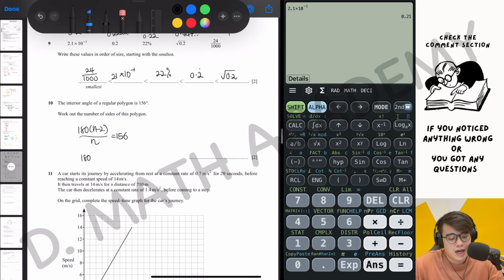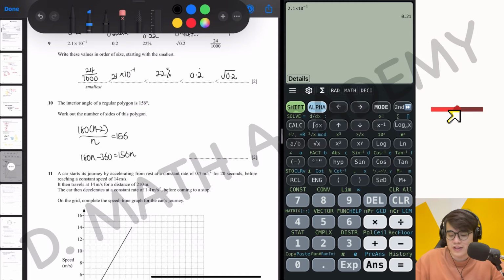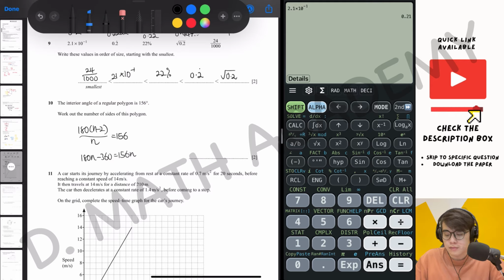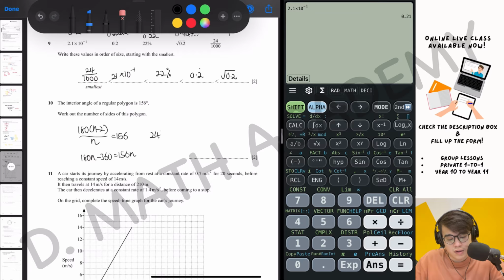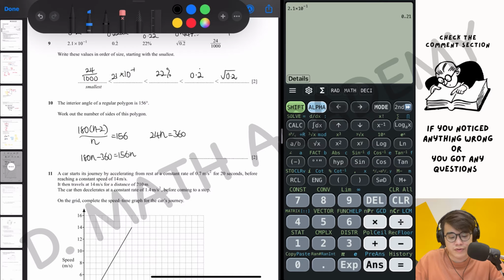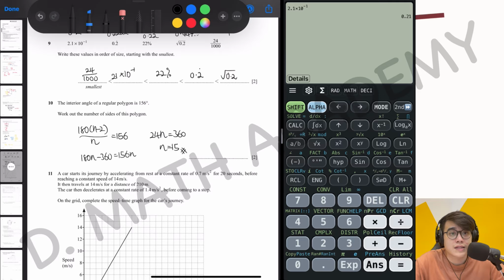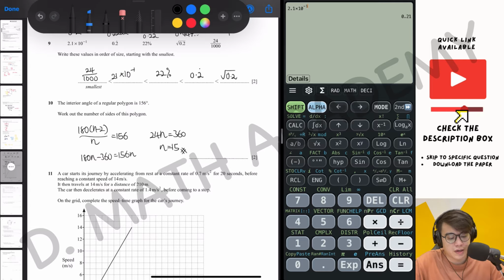So 180n minus 360 equals 156n. Finalize the calculation, you get 24n equals 360. So 360 divided by 24, you get your result as 15 here. That's for our question 10.